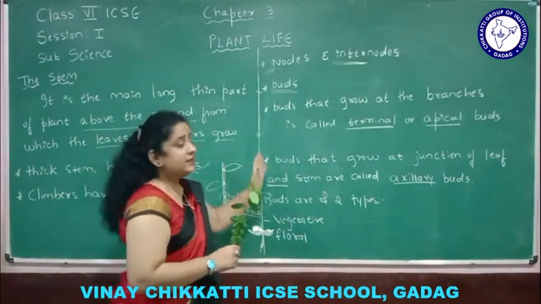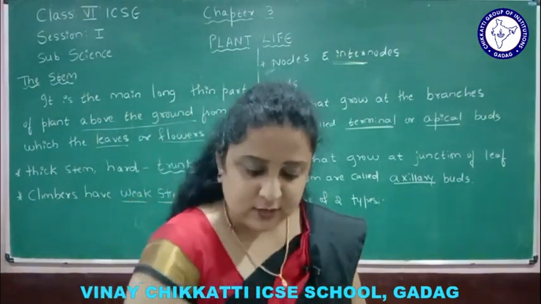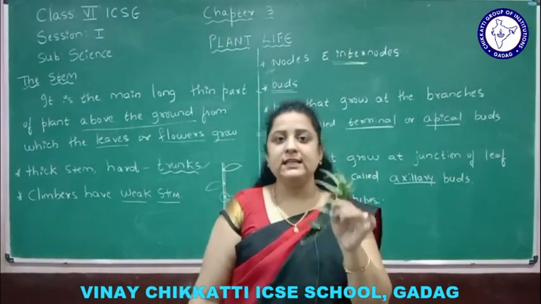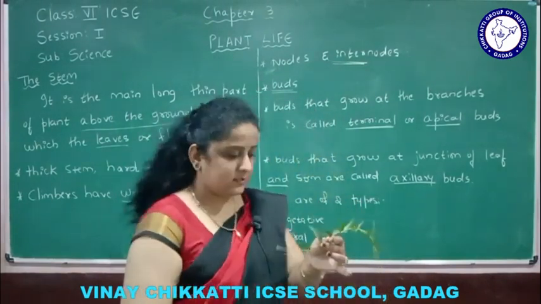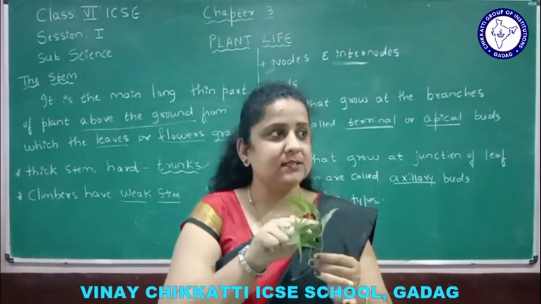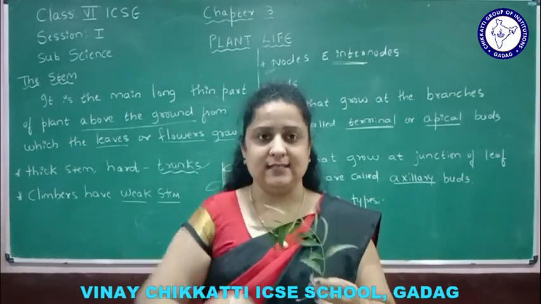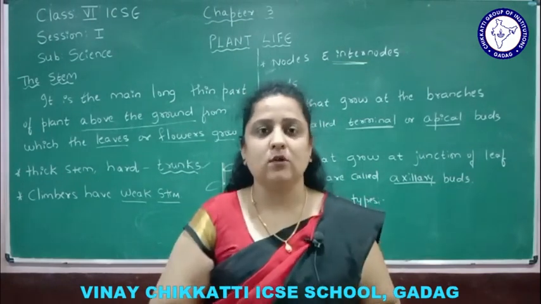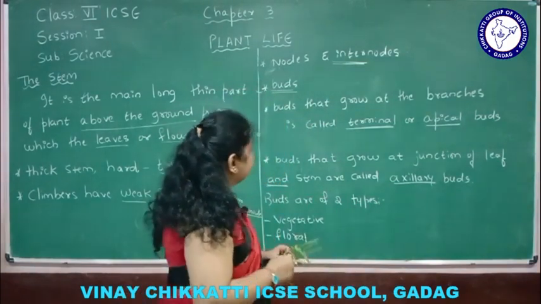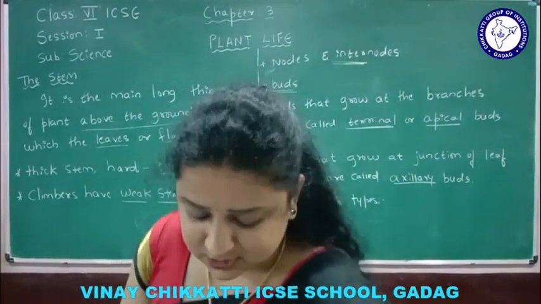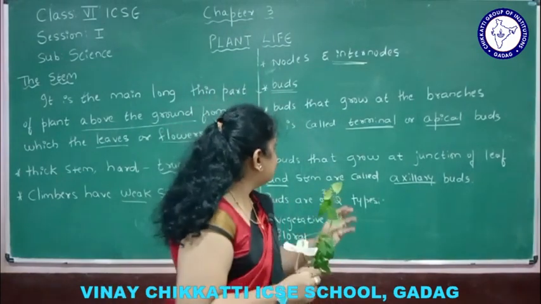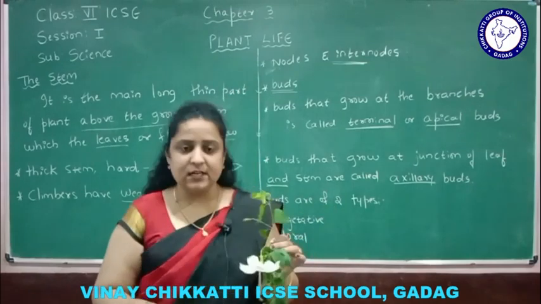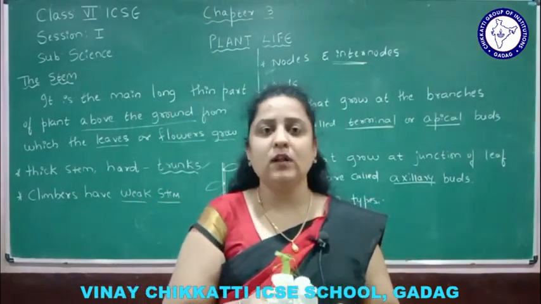So nodes and internodes, it is very important. If you can see another example, this is the leaf of a neem tree. Nodes, see here also there are nodes, you can see the points from where the leaves are arising. It is called a node, and the distance or the space between two nodes is called an internode. Buds that grow at the branches are called axillary buds and terminal buds, and the different types of buds are vegetative buds and floral buds.